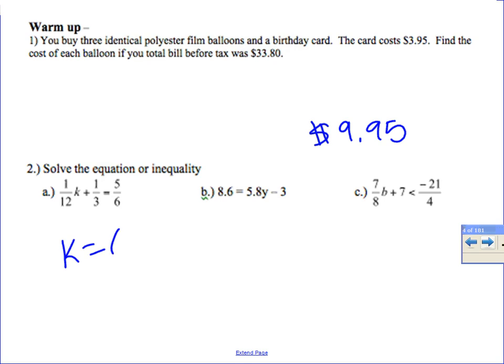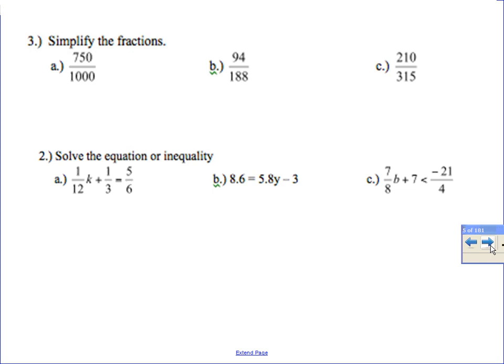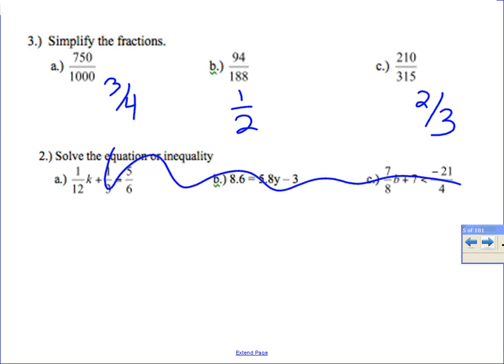Good, K equals 6. Adam, the letter B. Good, Y equals 2. Letter C, Justin. Good job. B is less than -14. Okay, the number 3, Matt, part A for number 3. Good job. Letter B, Charles. Good, 1/2. Letter C. I don't know why I just wrote that. Sorry, it's 1/2. Mary, letter C. Good, 2/3. Okay, I don't know why this is here, ignore that. Okay, questions on any part of that warm-up?